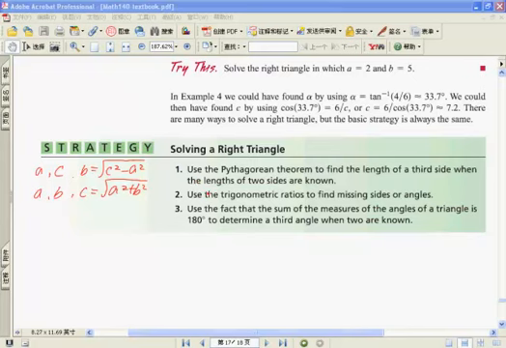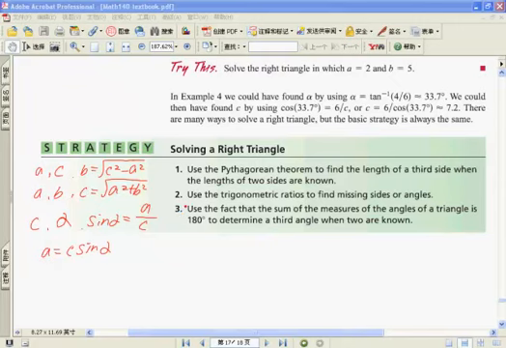And step 2, use the trigonometric ratios to find the missing sides or the angles. Sometimes you may know just one side C and one angle alpha. Then in this case, you may use the trigonometric ratio sine alpha, which is equal to A over C. Then use this equation to find A. So A is equal to C times sine alpha.